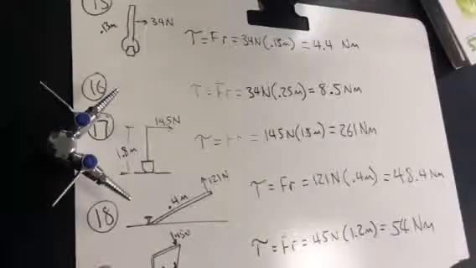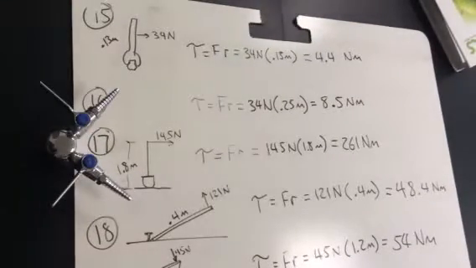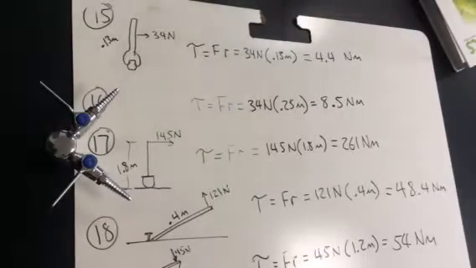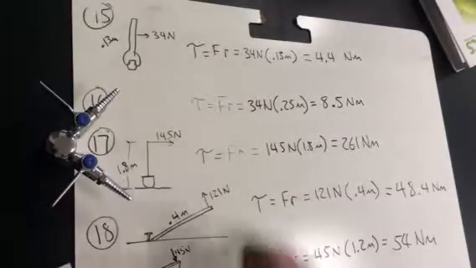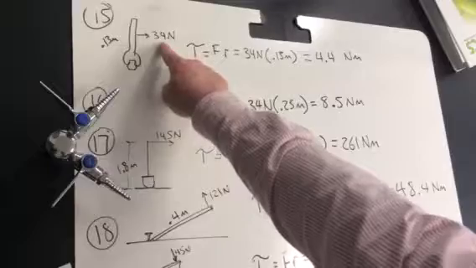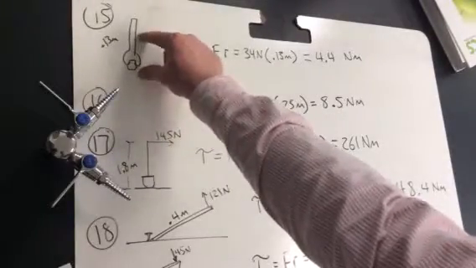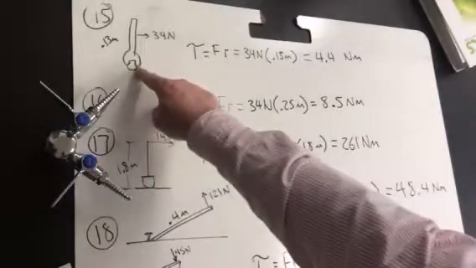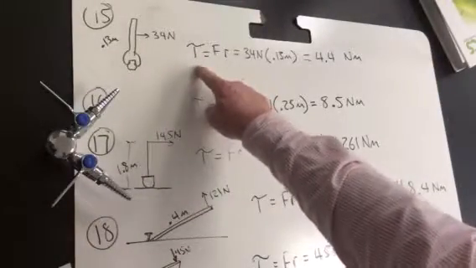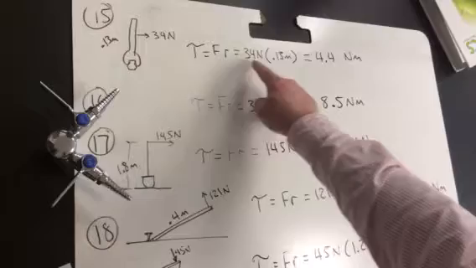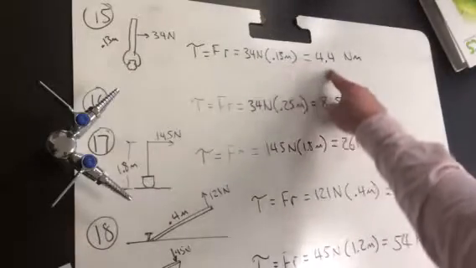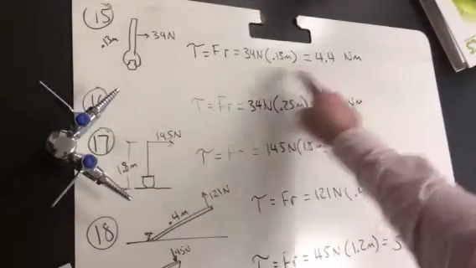All right, let's look at problems 15 through 19 really quickly. 15 states, if you have a wrench and you apply a 34 Newton force to the wrench perpendicular to the wrench and you apply it 0.13 meters from where the bolt is attached, it's a simple torque problem. Torque is equal to force times radius. Here's your force, here's your radius. 4.4 Newton meters is your answer.